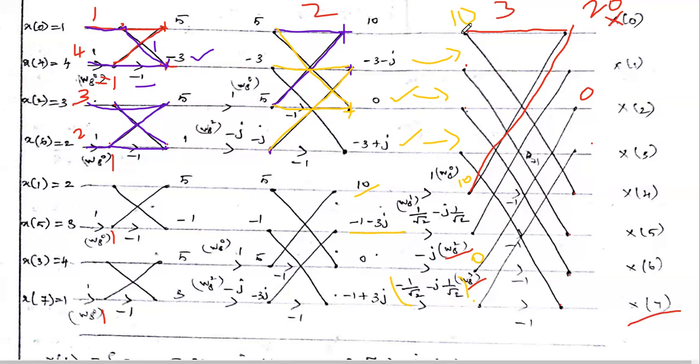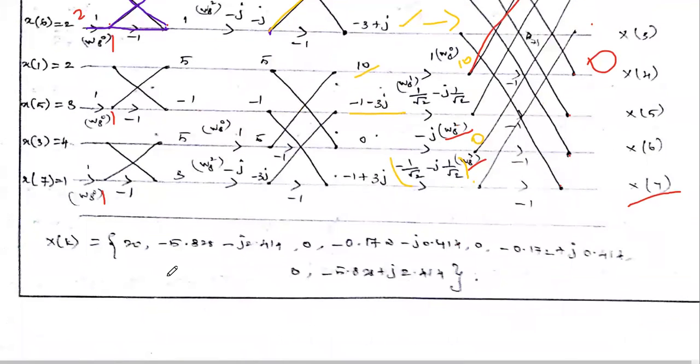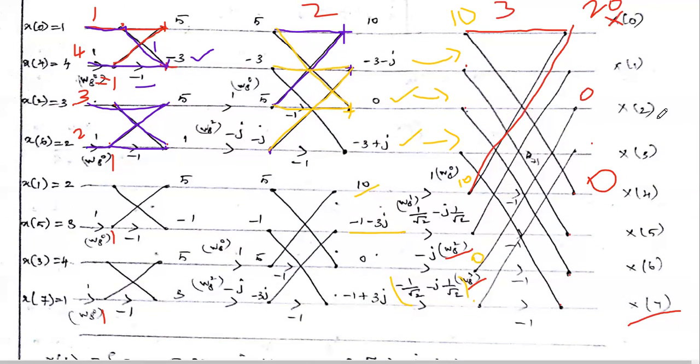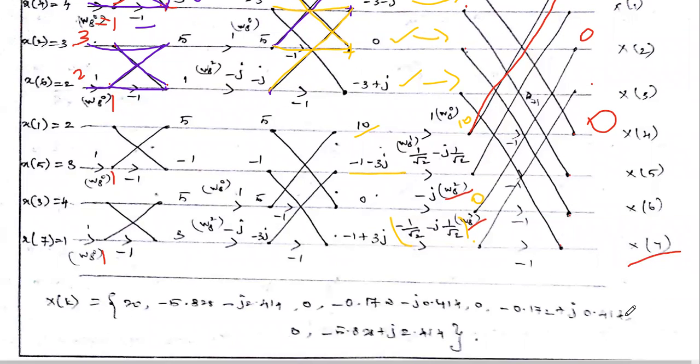Similarly, in x of 4, you see the 10, here the 10 multiplied with minus 1. So 10 minus 10, here 0. Okay, so in a similar way, you have to calculate the answer. After calculating, we will get the answer, the capital X of k. This X of k is nothing but capital X of 0, X of 1, X of 2. This answer, we have to write it down.